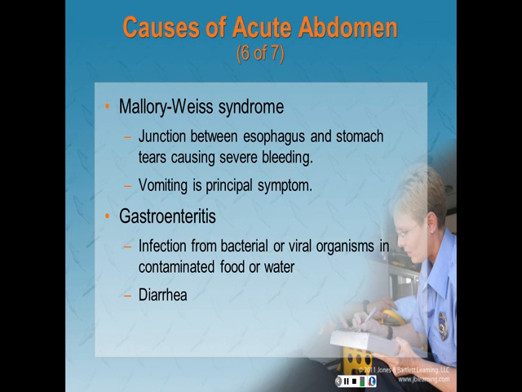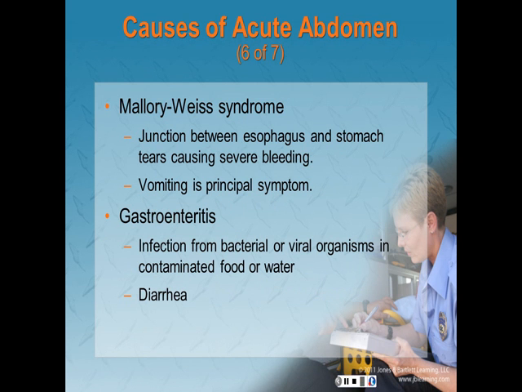Mallory-Weiss syndrome. The junction between the esophagus and the stomach tears, and this causes severe bleeding and possible death. Primary risk factors are alcoholism and eating disorders. It's prevalent in older adults and older children, and vomiting is the principal symptom. In extreme cases, patients may experience signs and symptoms of shock, upper abdominal pain, hematemesis, and melena.